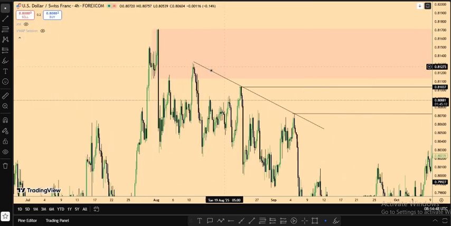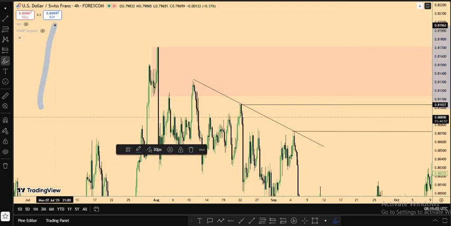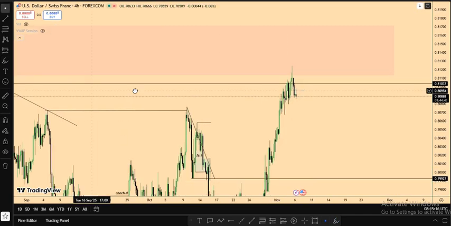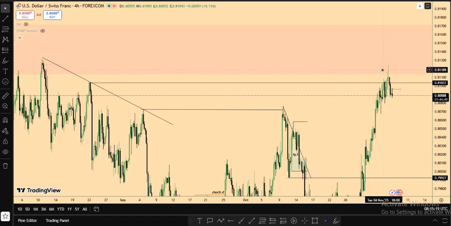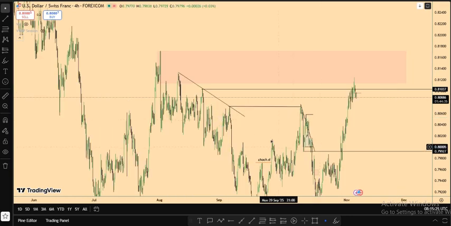This supply zone is the mitigation kind of pattern. In SMC we call it a mitigation pattern, whereby price makes a high, a low, a higher high, and a lower low that broke structure here. So this is a mitigation pattern, and then I mark this as a supply zone, and price retested that supply zone since it went on a downtrend, and then these highs have been taken. This high was taken, price fell. This high was taken yesterday.